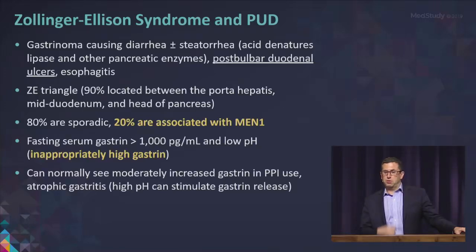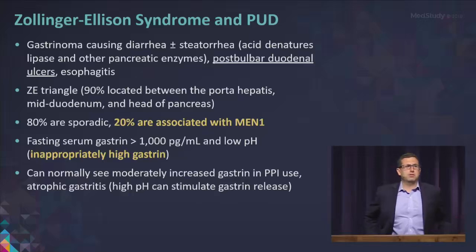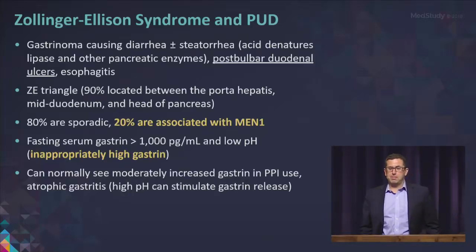The tumors are generally located in the ZE triangle, which is between the porta hepatis, the mid-duodenum, and the head of the pancreas. Most of the gastrinomas are sporadic, but about 20% are associated with MEN1. So you really should be testing patients for this syndrome if you see a gastrinoma. Generally, the fasting serum gastrin level is going to be greater than 1,000. Okay? And it's inappropriately high, right? Because when you have a lot of acid in the stomach, it should be feedback inhibiting gastrin production, but that's not what's happening here because the gastrin is autonomous from this tumor.